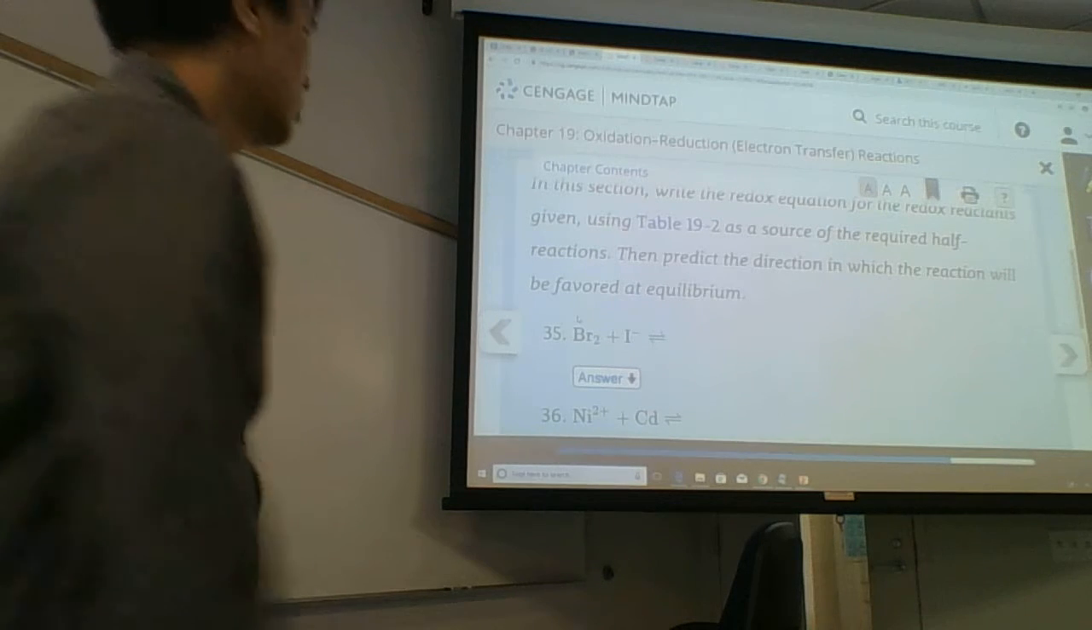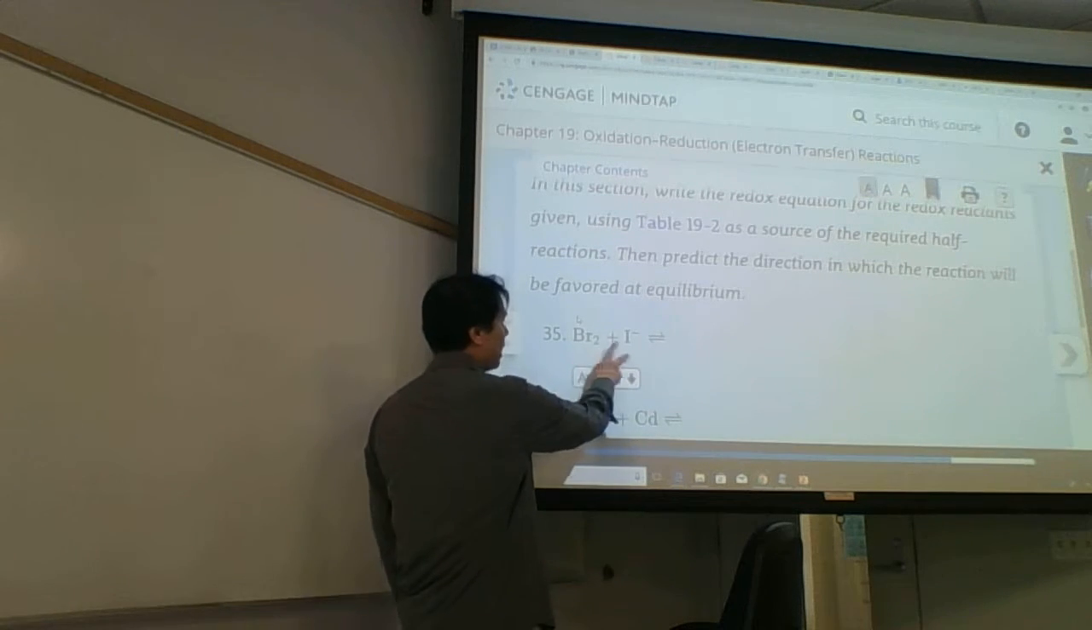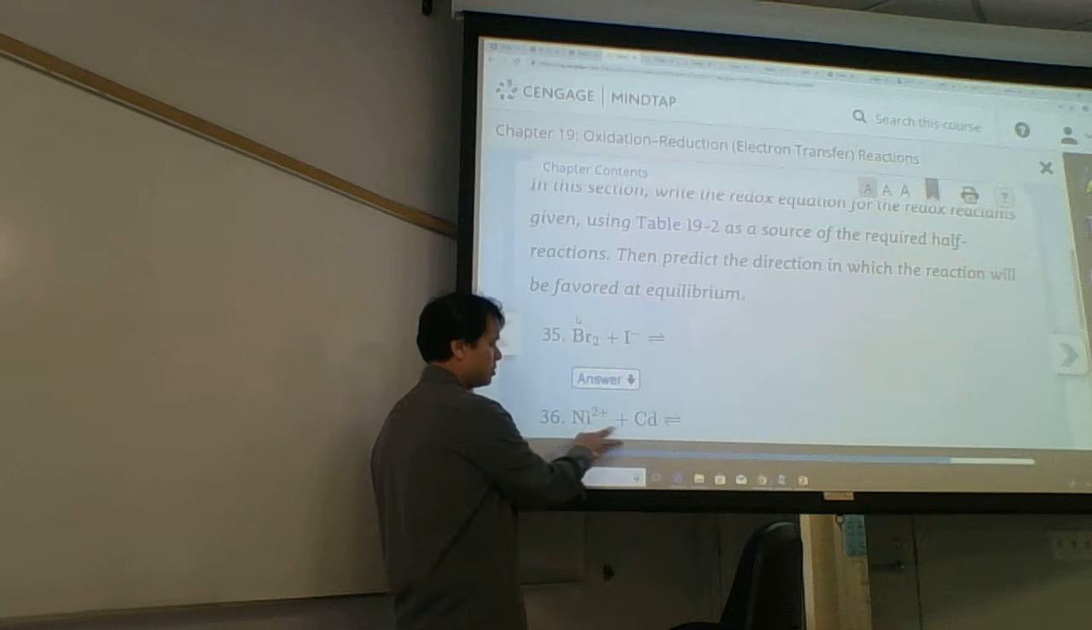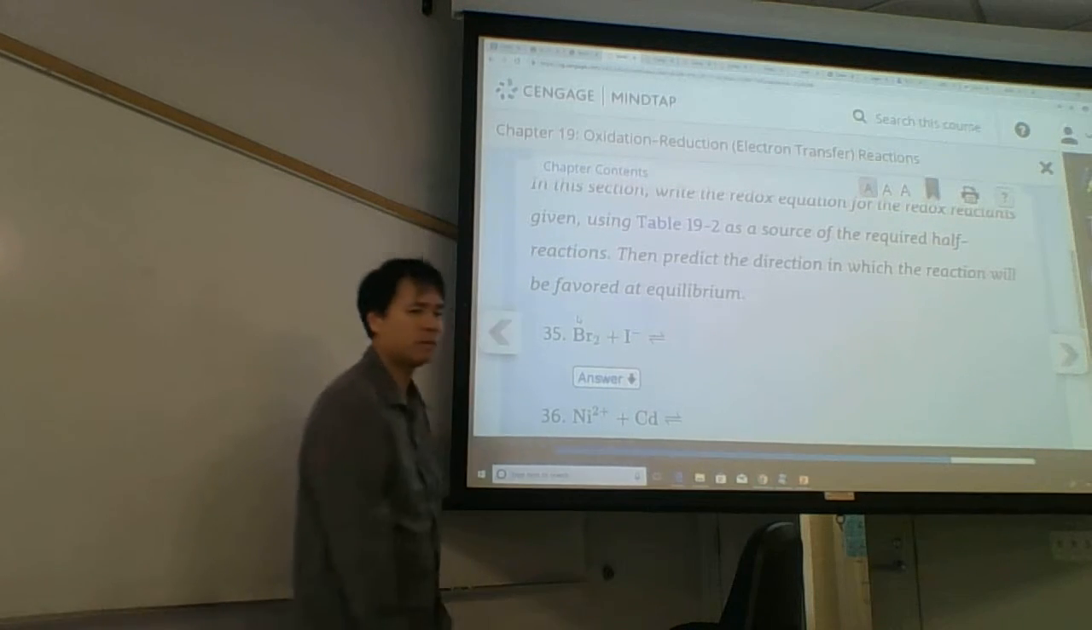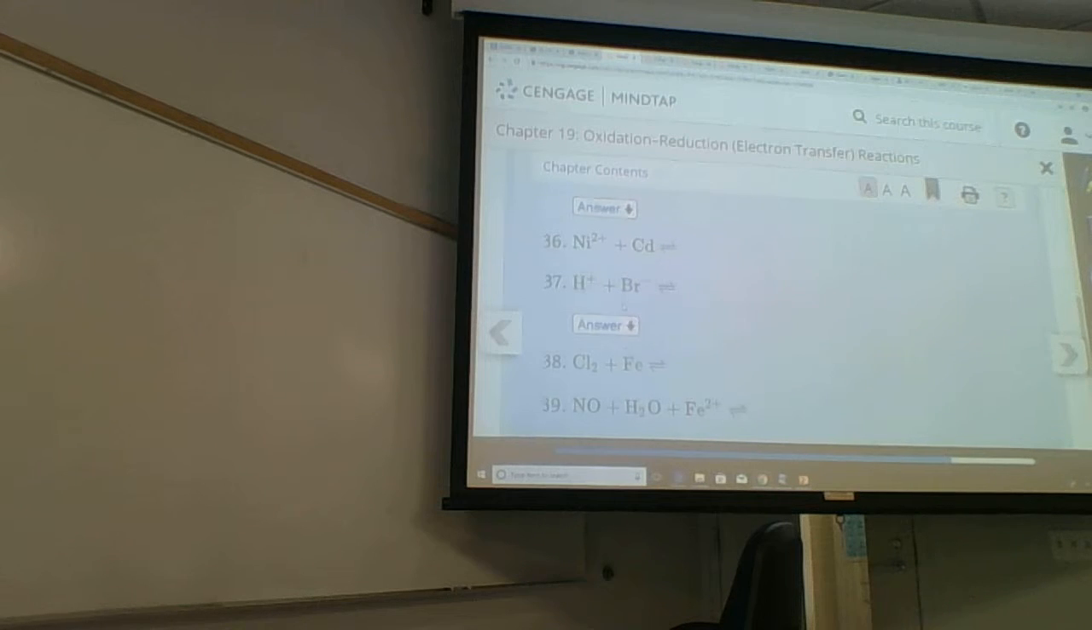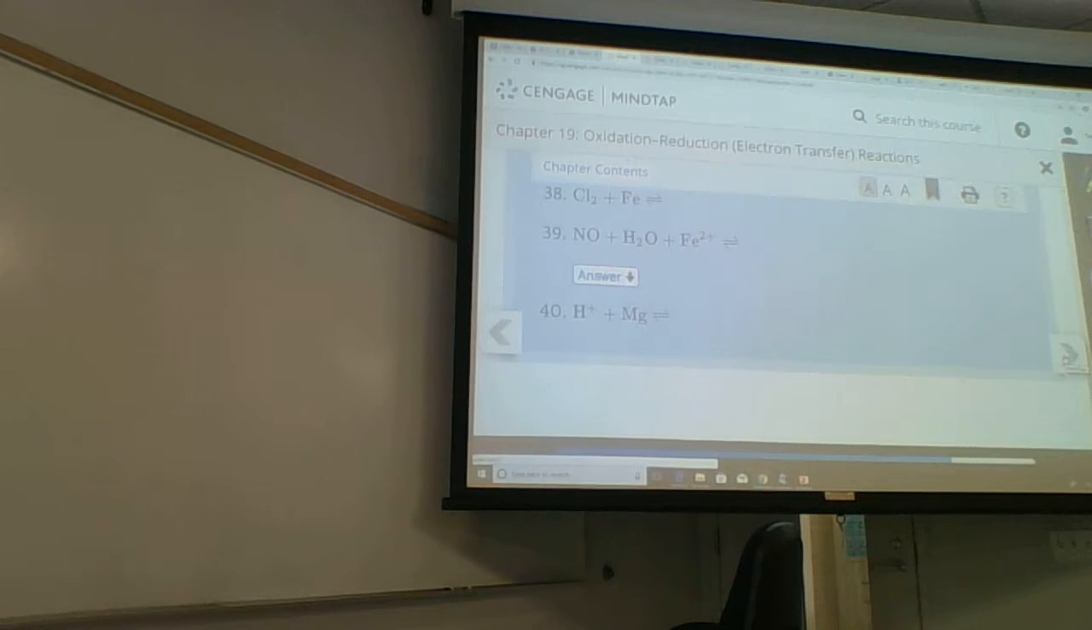Yeah, you look at the chart. For example, bromine and iodide, those are both species on the chart. Nickel 2 is not on our chart, but it's on this chart here, cadmium. These species are going to be on the chart: H plus, bromide, chlorine, iron, NO, water, iron 2, H plus, magnesium. All those species are on the chart, and so we can get the half reactions from the chart.